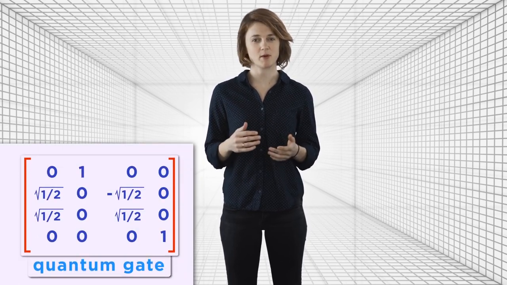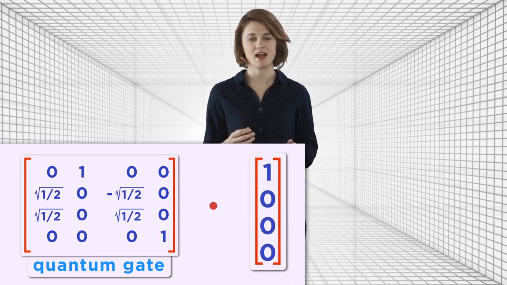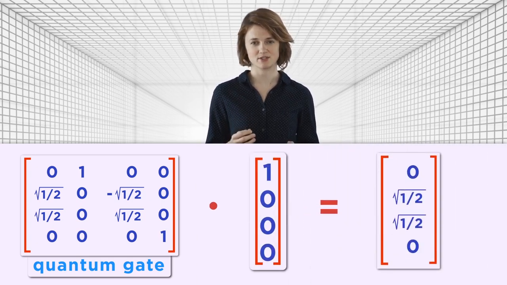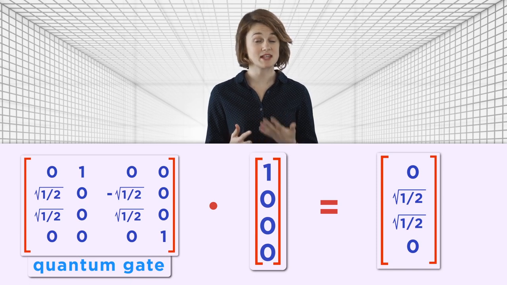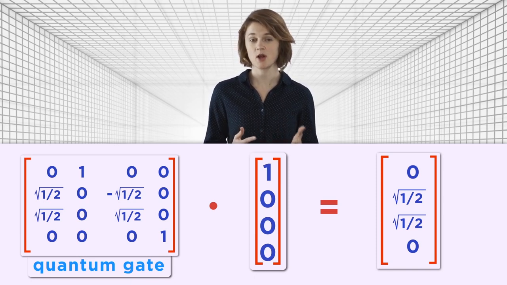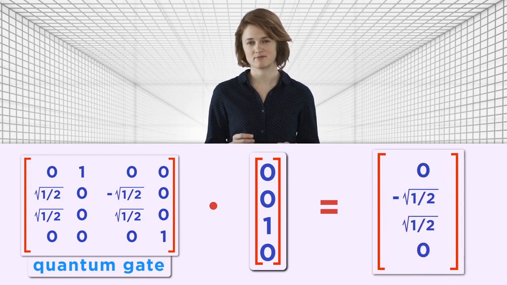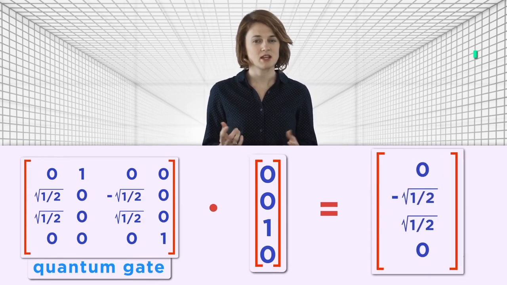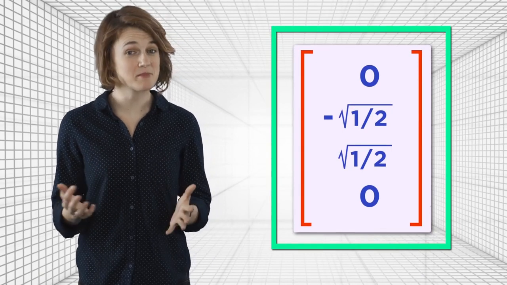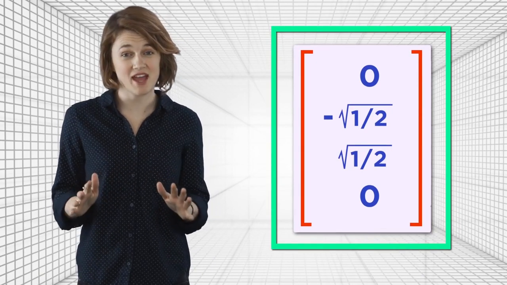Okay, here comes the caveat I mentioned earlier. We just applied this quantum gate to the state 0, 0, represented by this vector, and got this state as a result. But if we apply the same gate to state 1, 0, represented by this vector, we get this state as a result. What's funny about that? This superposition has negative numbers in it, and that's totally okay.